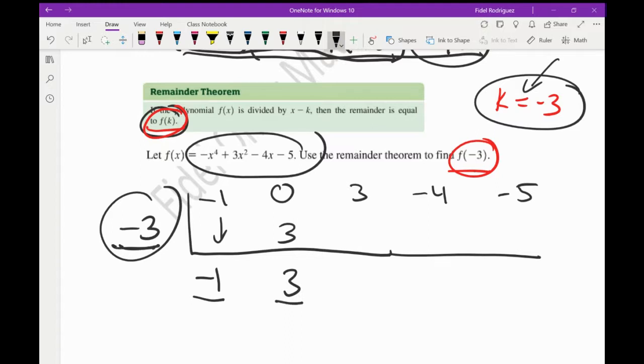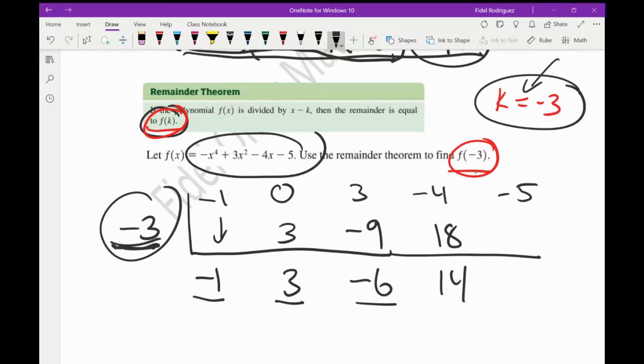3. Negative 3 times positive 3, negative 9. We're going to add these numbers together, minus 6. Okay. Negative 3 times negative 6, positive 18. We're going to add those numbers together. That should give me a 14.